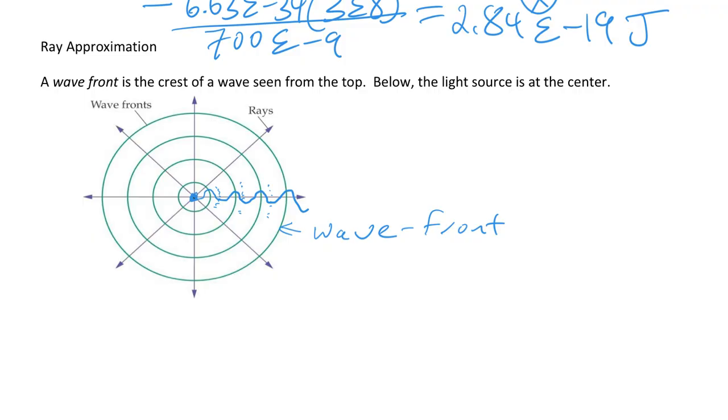But what I'm trying to show is the rays. Any line coming out perpendicular to the wavefront is called a ray, and that's just an individual electromagnetic wave. So I'm going to draw the waves as rays from now on, as straight lines.